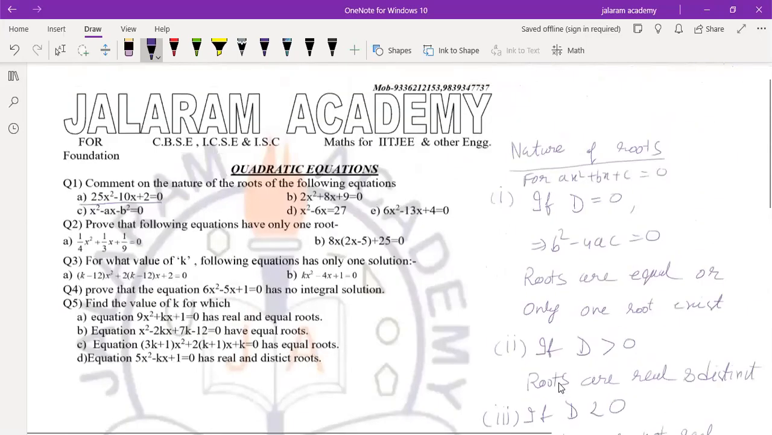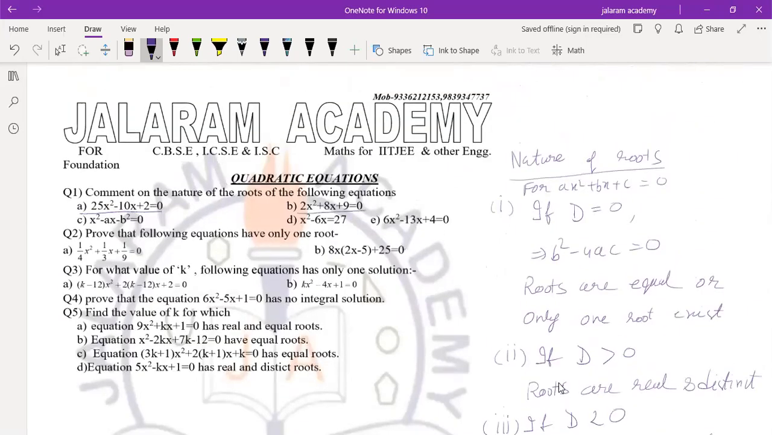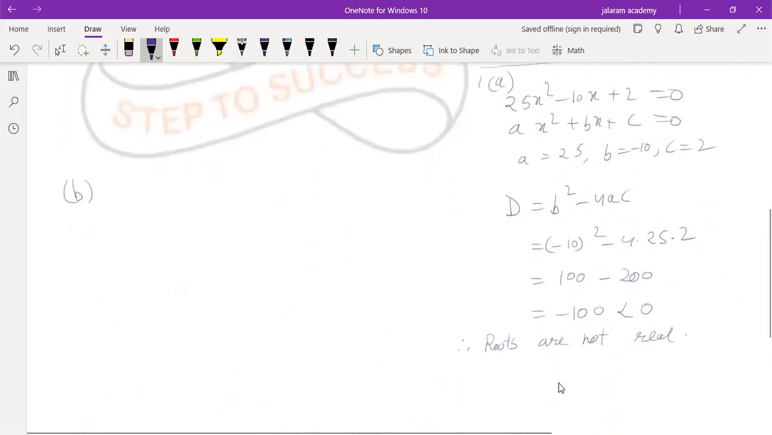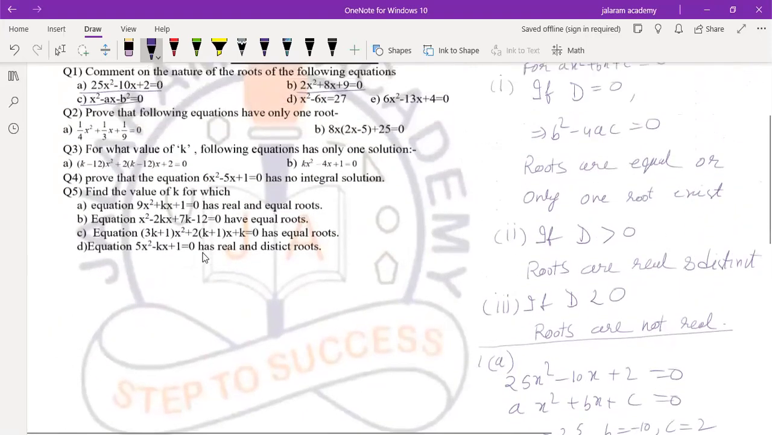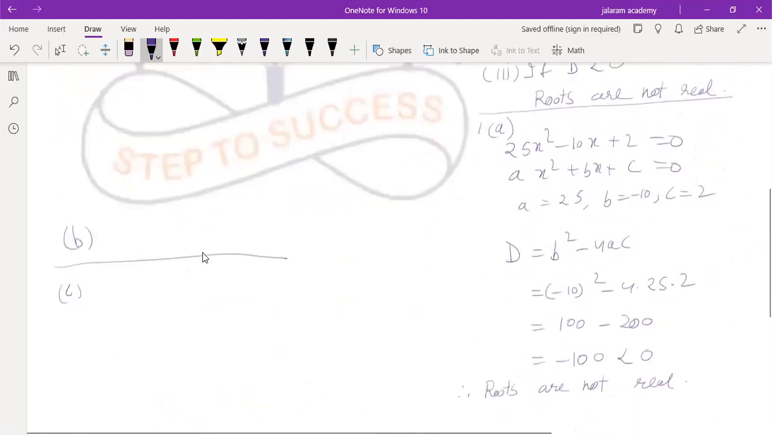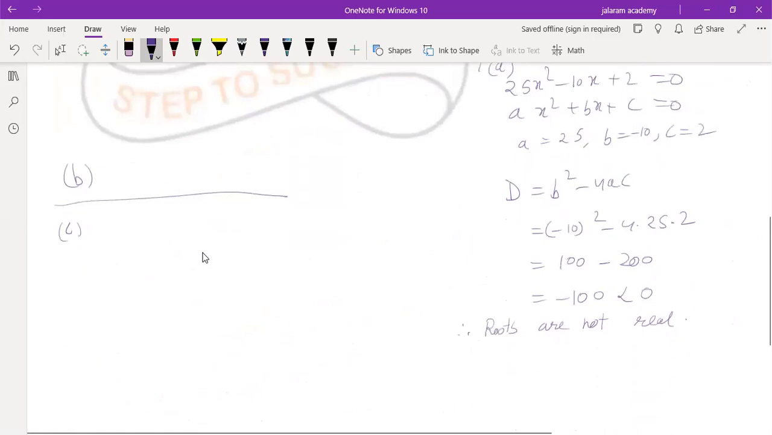Next, B: 2x square plus 8x plus 9 equals 0 can be solved with the same method. C: x square minus ax minus b square equals 0. Solve B and ask if you don't get it. Okay? Write in the comment box if you have a doubt in question number 1b.